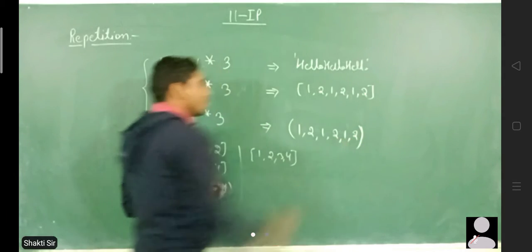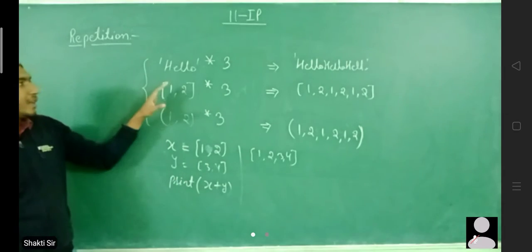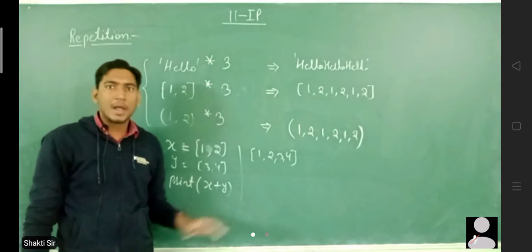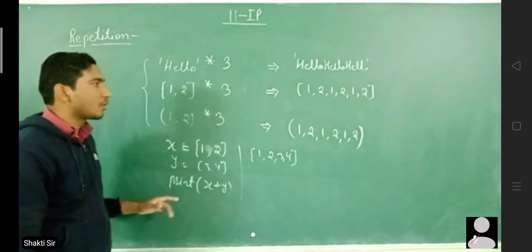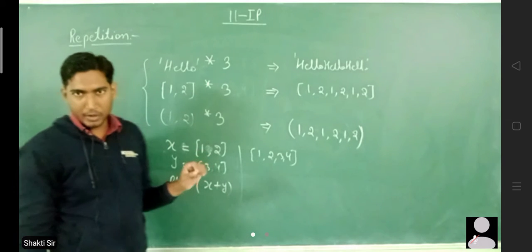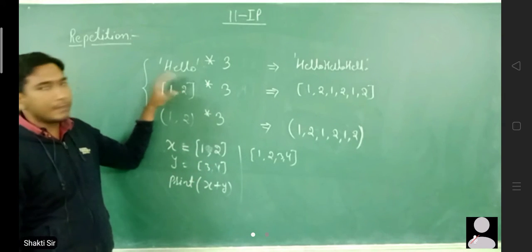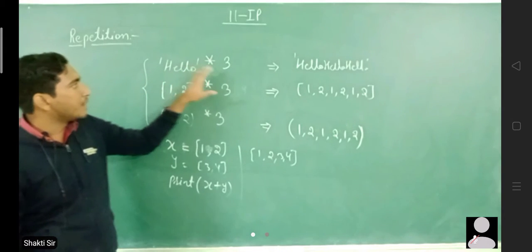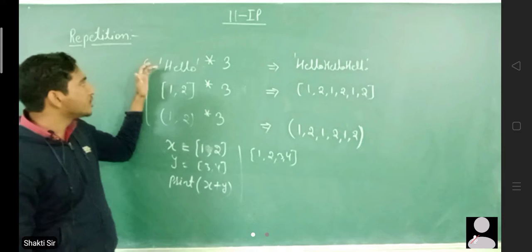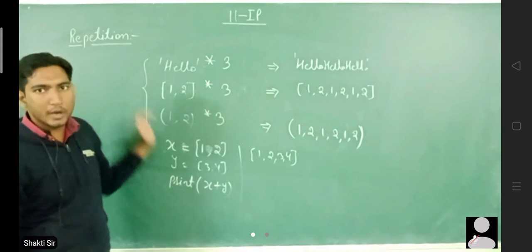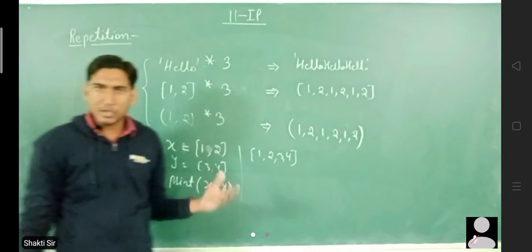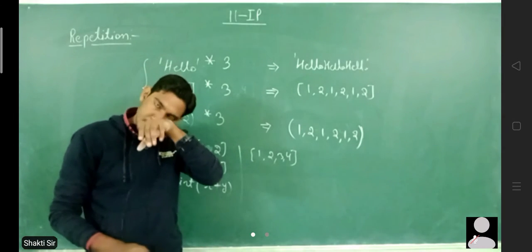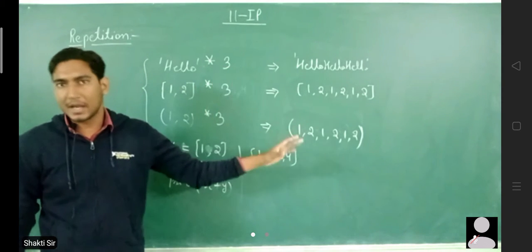Basically the multiplication operator is used for the repetition operation and the plus operator is used for the concatenation operation. In case of the repetition operation, one of the operands should be an integer and the other operand should be either a string or a list or a tuple, or a range function also. So any sequence will work for repetition operations.